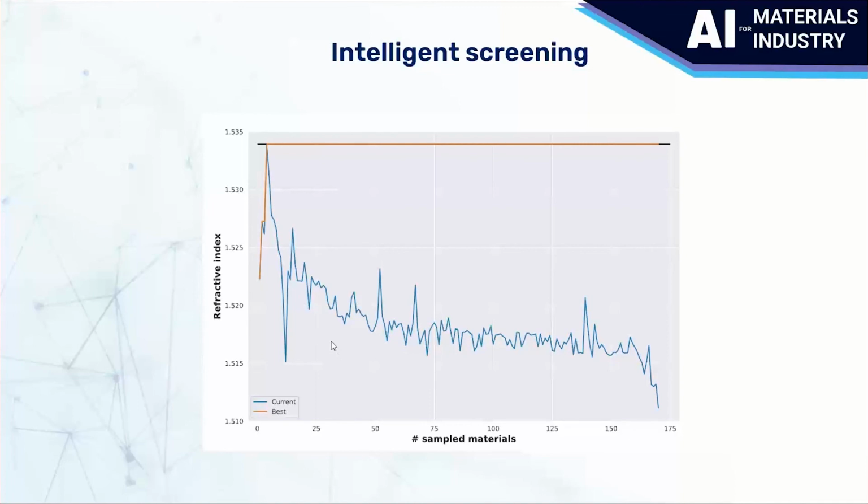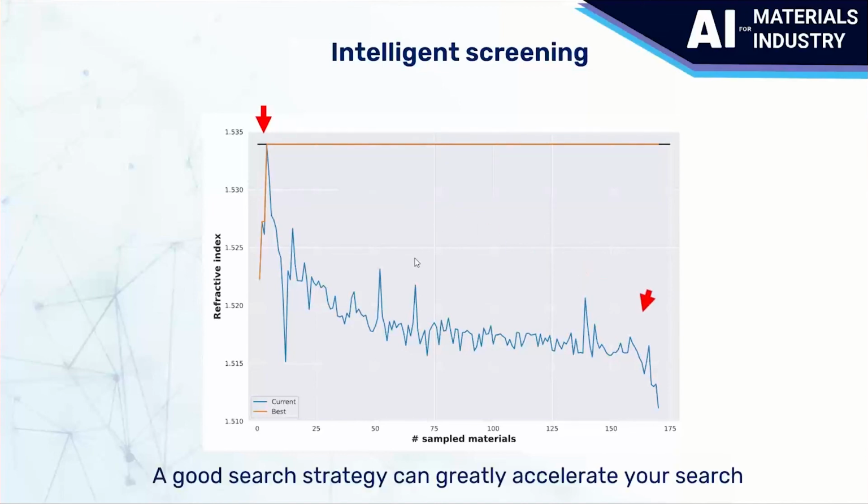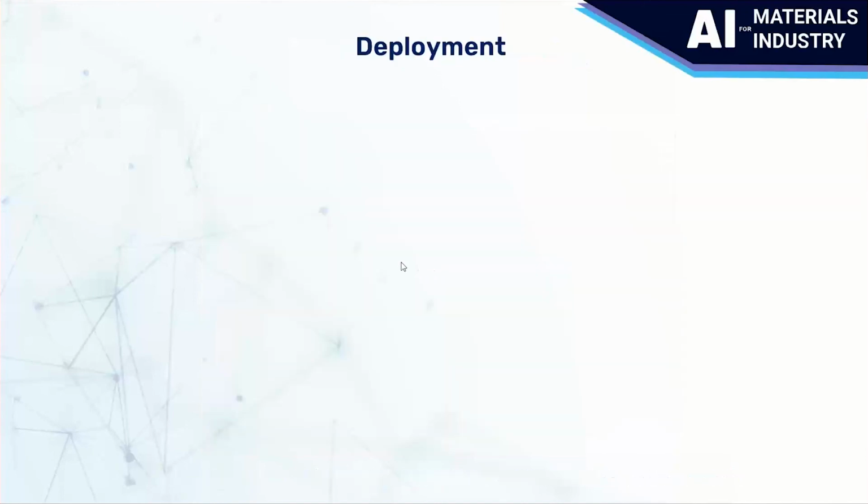And this would let us, for instance, stop our search after like 10% of our data, saving us a lot of CPU compute time or a lot of experimental time. So this is extremely valuable. All right, so that's somewhat the end of this example.